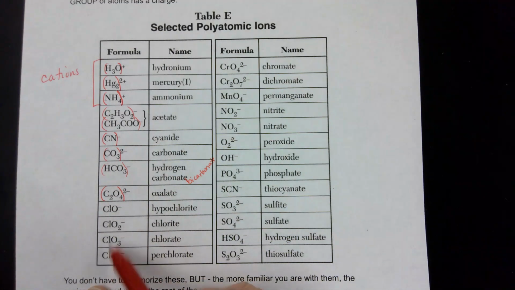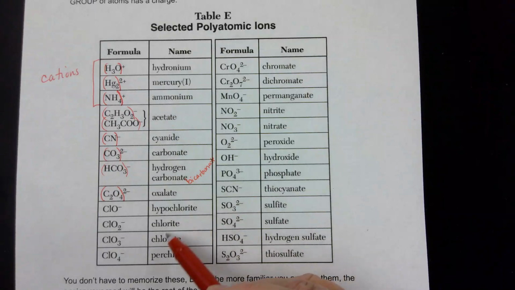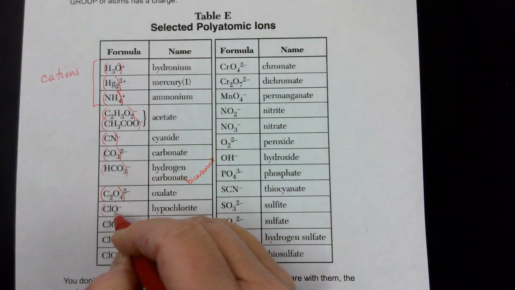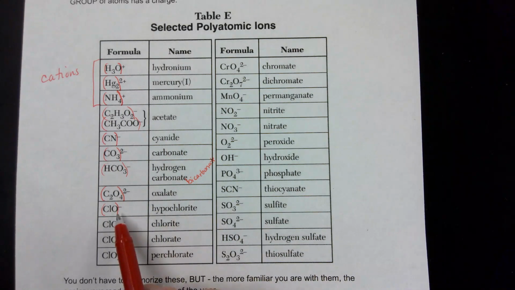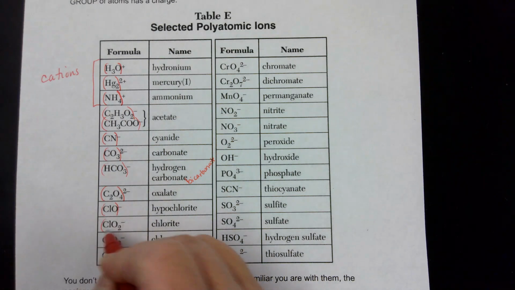Now we have a series of ions that are all related: ClO, ClO2, ClO3, ClO4. And so their names are all kind of related here. ClO with a -1 charge is called hypochlorite. Hypo is not hyper. Hyper means above, hypo means below. So hypochlorite has the fewest number of oxygens in this whole series.